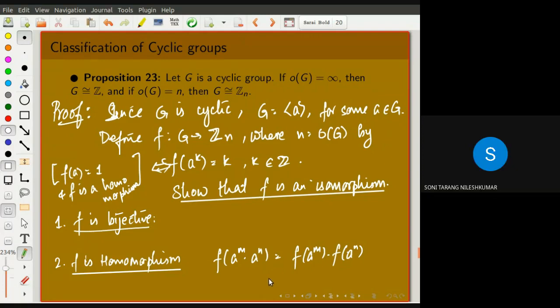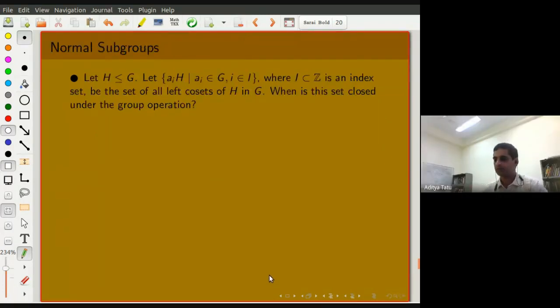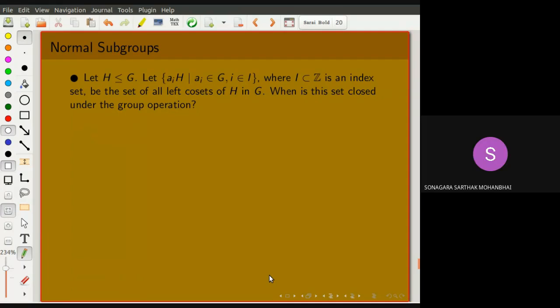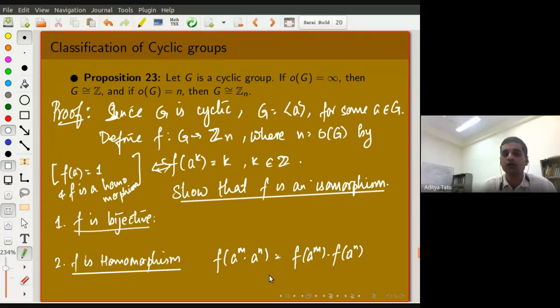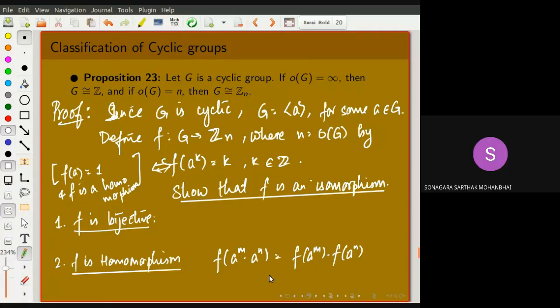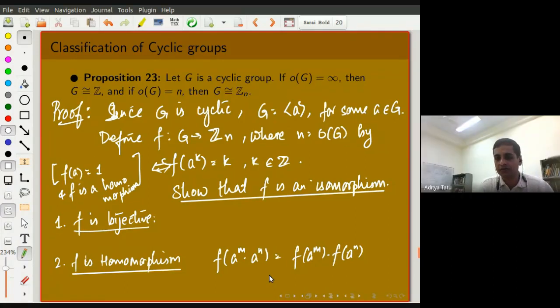Right. So let's move ahead. So now we are going to talk about some special subgroups. Sir, I have a doubt: is isomorphism a property of two groups or of a function? Because in this proposition there is no function. Yes, so two groups are said to be isomorphic if there exists an isomorphism between the two groups. So when I ask you to show that two groups are isomorphic, it is your job to show me that there is an isomorphism between the two groups.